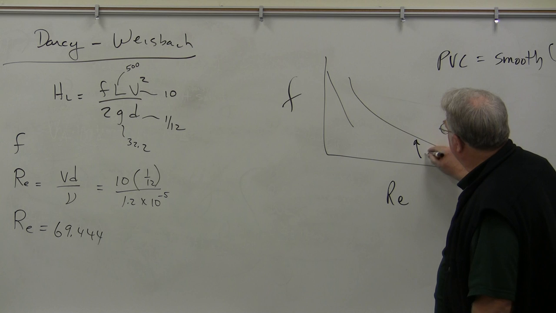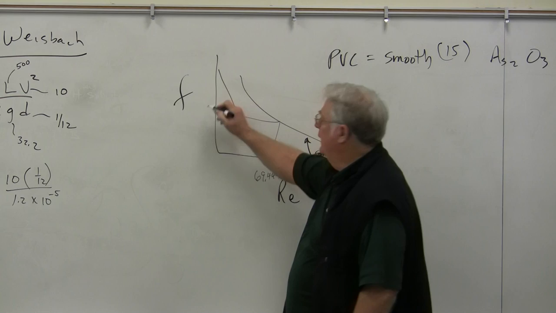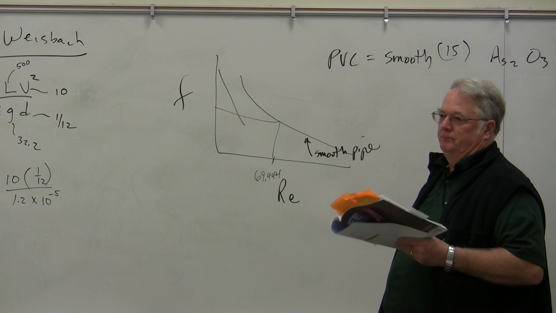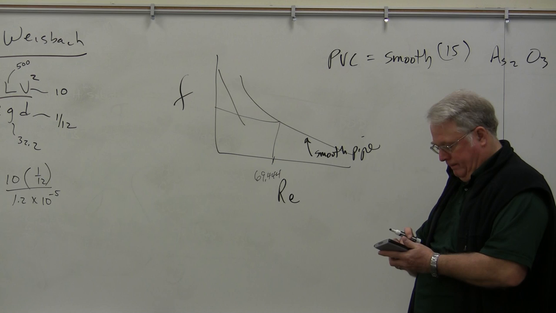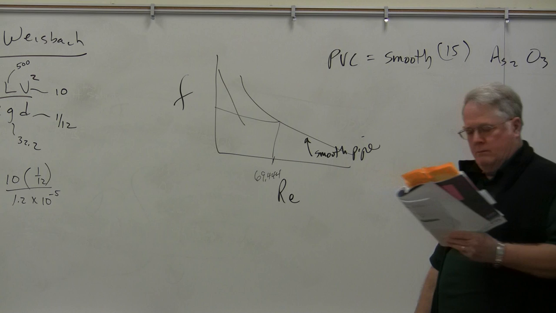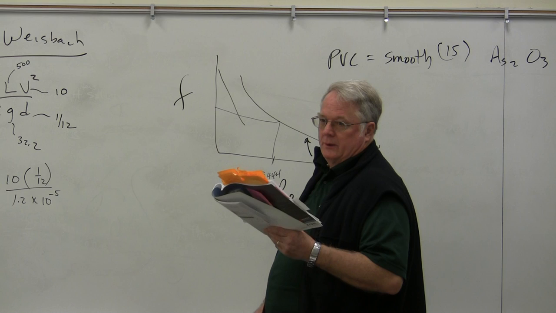So somebody look in Reynolds number at 69,444, come up, go over, and read an F value. See if anybody got it open to that? What'd you get? I'm still looking. 69,444. What'd you get, 0.2? 0.2-ish? I got a little lower, yeah. What I got was 0.0195.